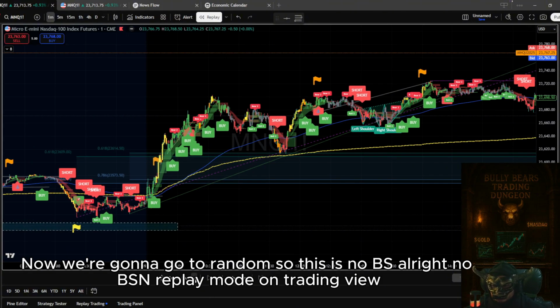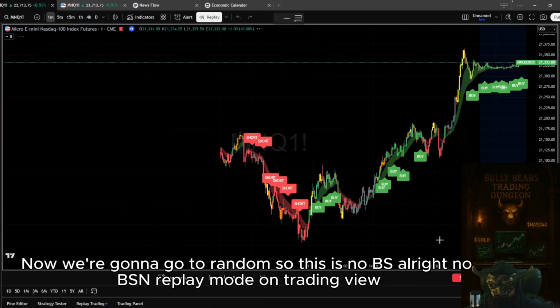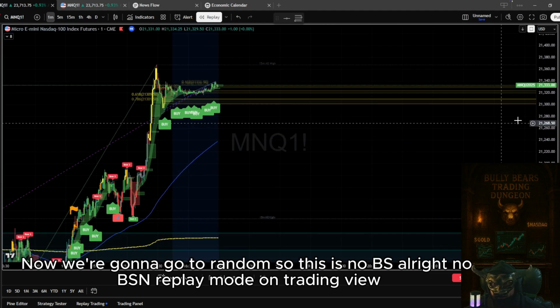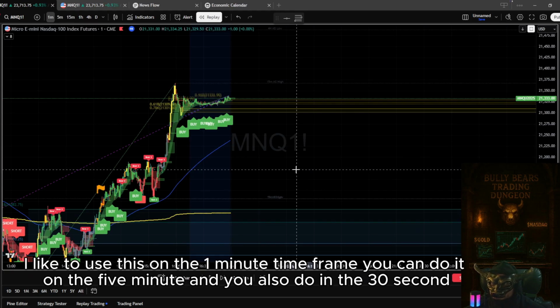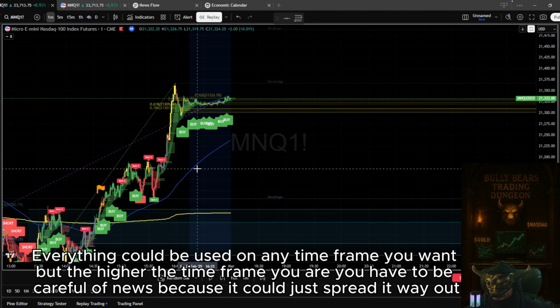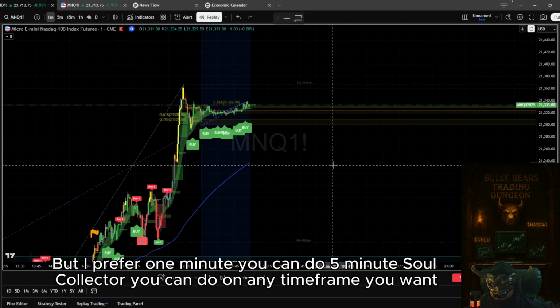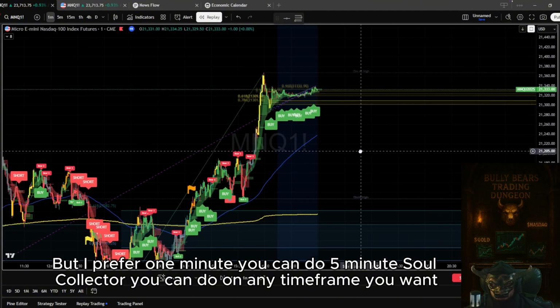So this is no BS. Replay mode on TradingView. I like to use this on the 1 minute time frame. You can do it on the 5 minute, and you also could do it on the 30-second. Everything could be used on any time frame you want, but the higher the time frame you are, you have to be careful of news because it could just spread it way out. But I prefer 1 minute. You can do 5 minute. Soul Collector you can do on any time frame you want.